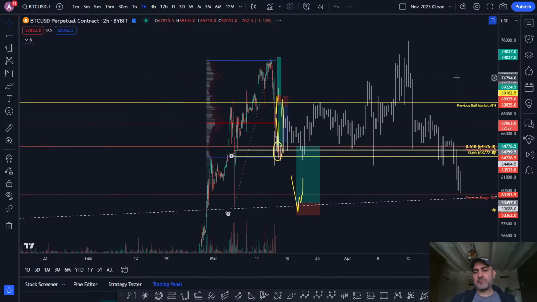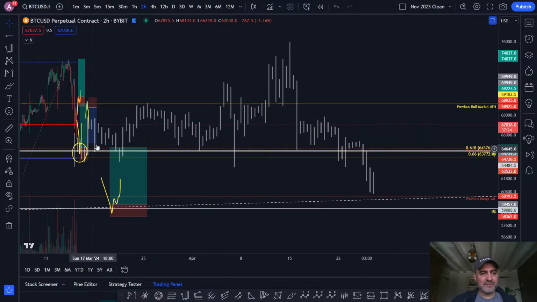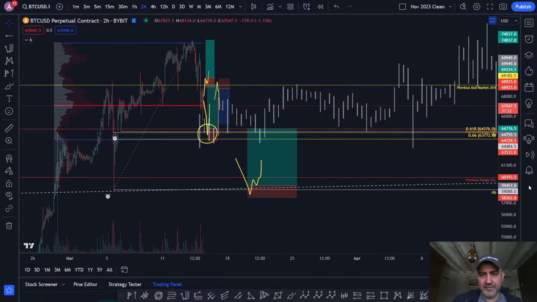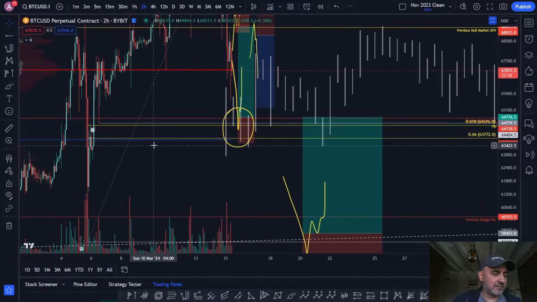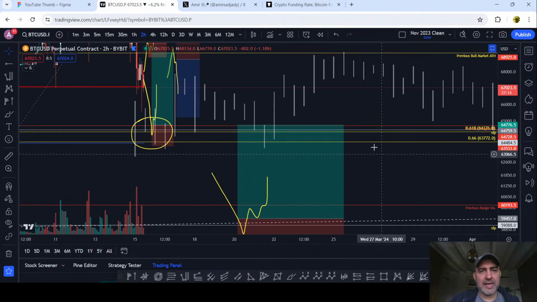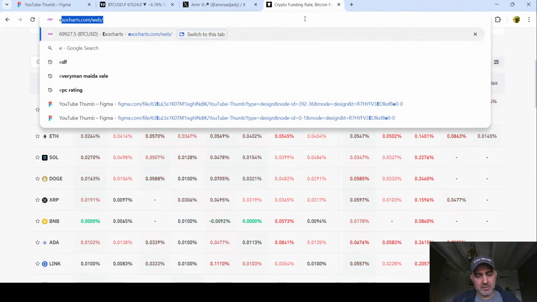All right, I've set my alerts, and then obviously if I take a trade, not always, but I'll post it. Let me just quickly have a look at XO charts as well, just to see.